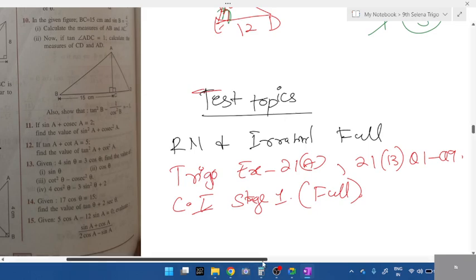Just a minute. Full, students. Make a note. Okay, I'll send it in the group and I'll send the test paper tomorrow. Okay, I'll be sending the test paper tomorrow.